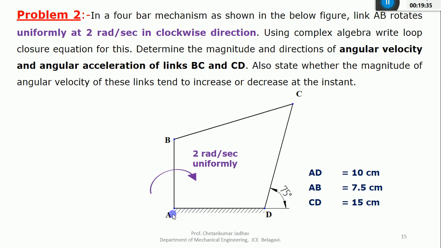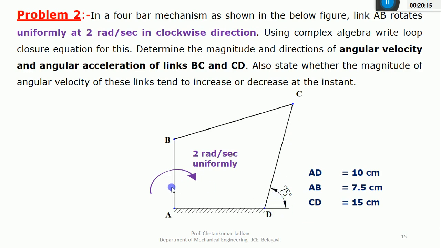the length of this AD is given as 10 centimeters. This is the first link, 10 centimeter. The length of AB is also given, that is 7.5. And after that, the length of BC is not given, just make it a question mark. And the length of CD is given, you can see the length of this CD is 15 centimeter. You know the length of the first link, second, and fourth. The third link length is unknown. And one more parameter is given as the angle. The angle made by this link number 4, that is CD, is 75 degrees with respect to the positive real axis.